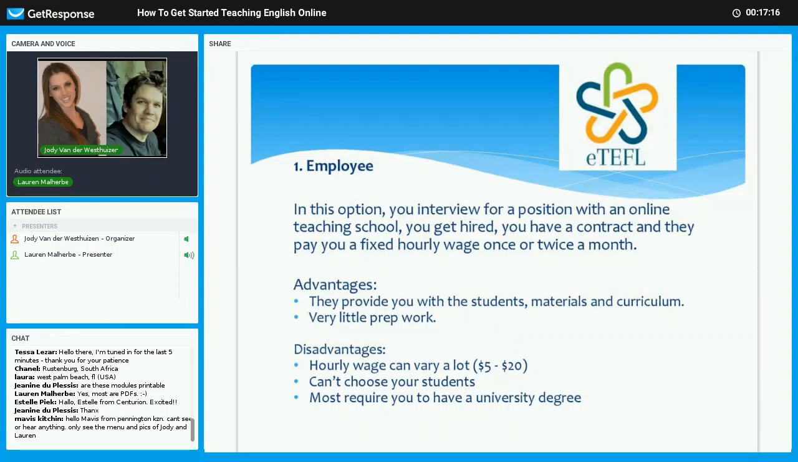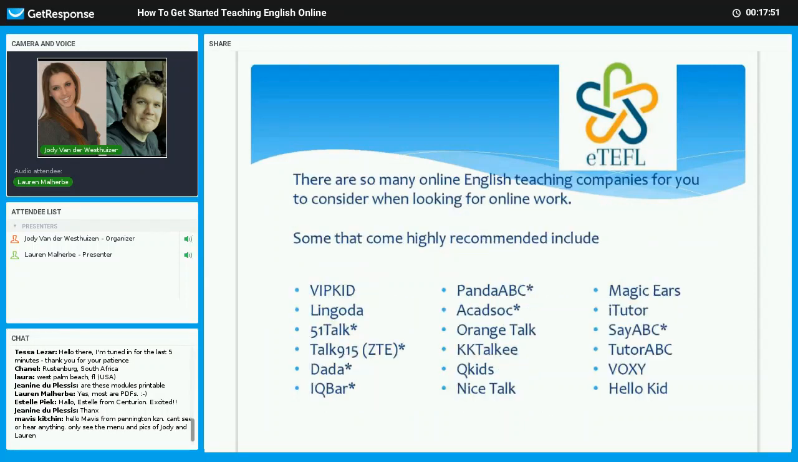The disadvantages: the hourly wage can vary a lot. I know schools that pay $5 an hour, up to $20 an hour, or $25 even. So it's not fixed how much you're going to earn. You can't choose your students. I've taught now for 13 years, and not all your students are little angels, so you're going to have some problem kids from time to time. And most require you to have a university degree, although I should actually change that. More and more often I'm finding that that's not the case. There's just so much demand that they'll first hire everyone that has a degree and then speak to everybody else after.